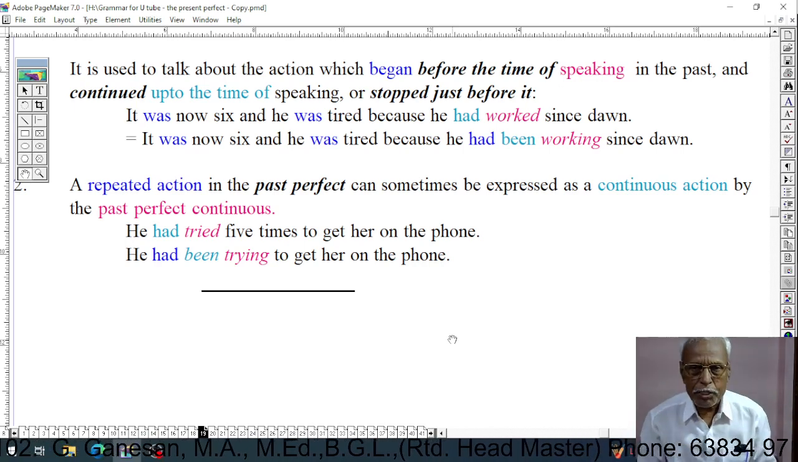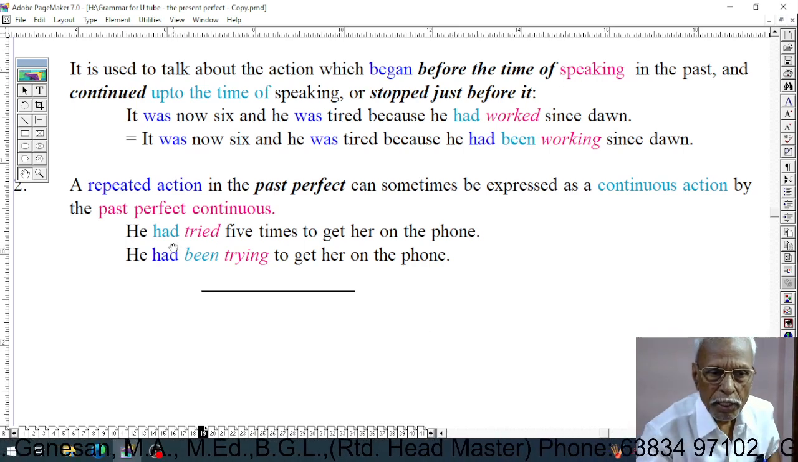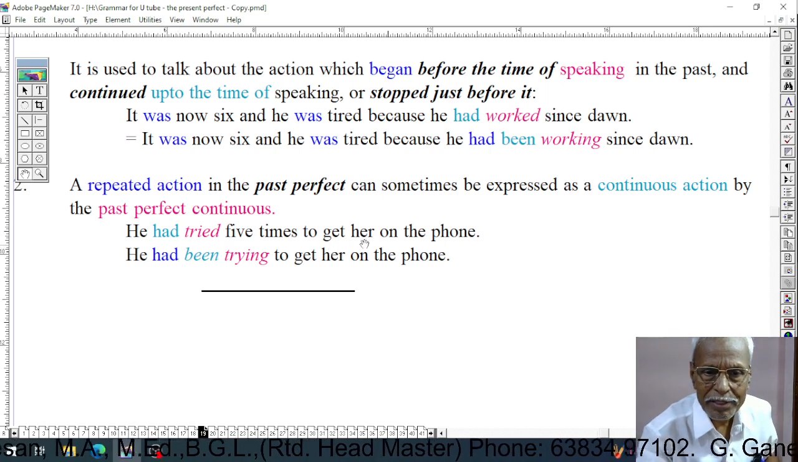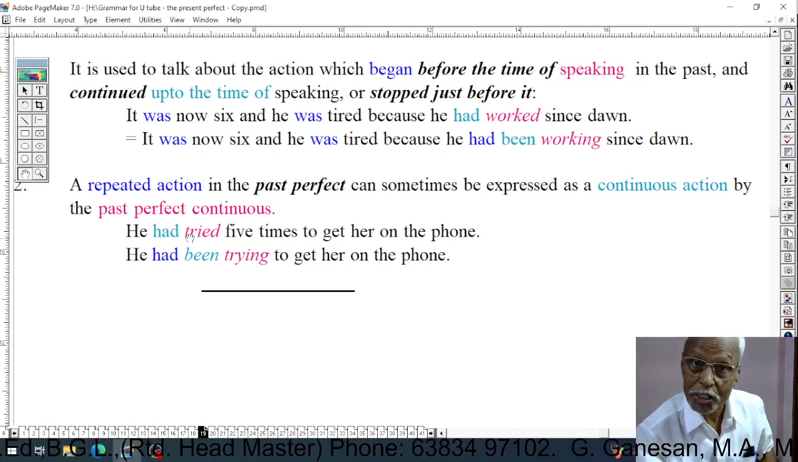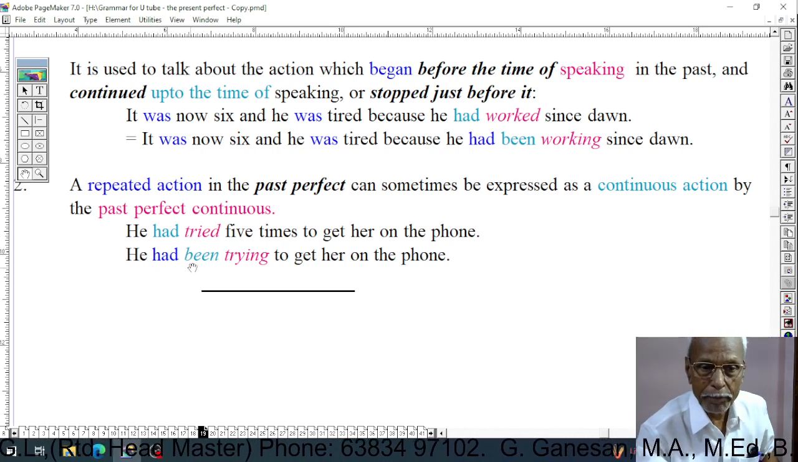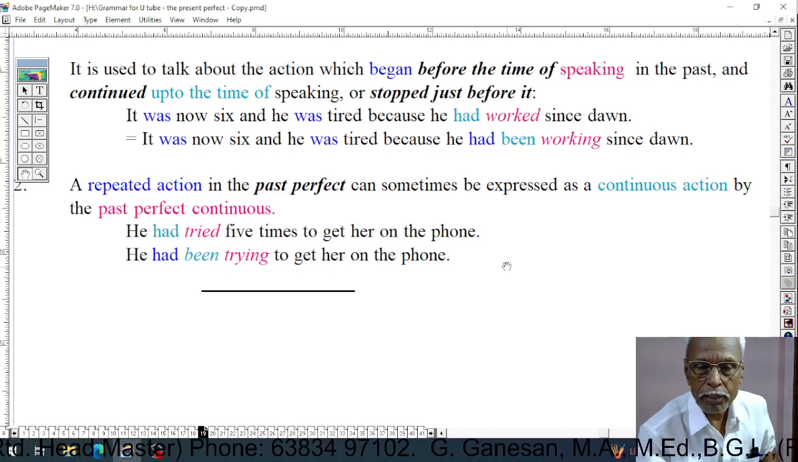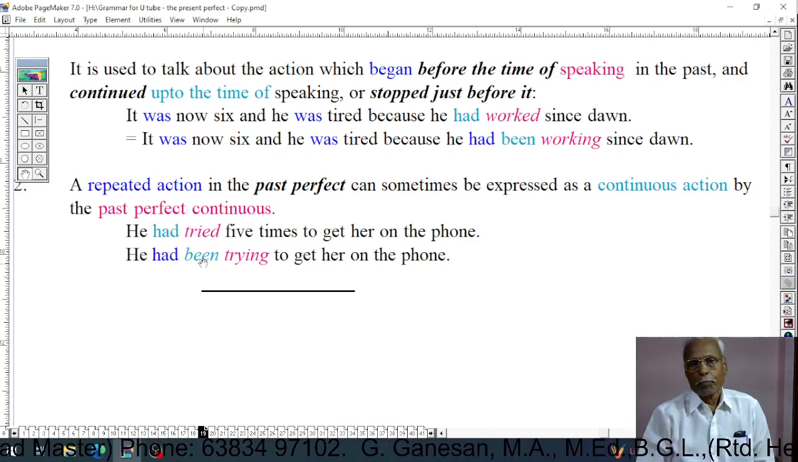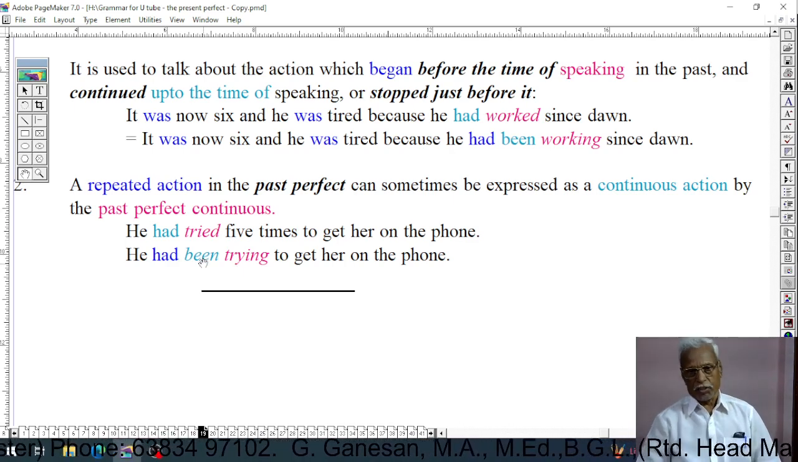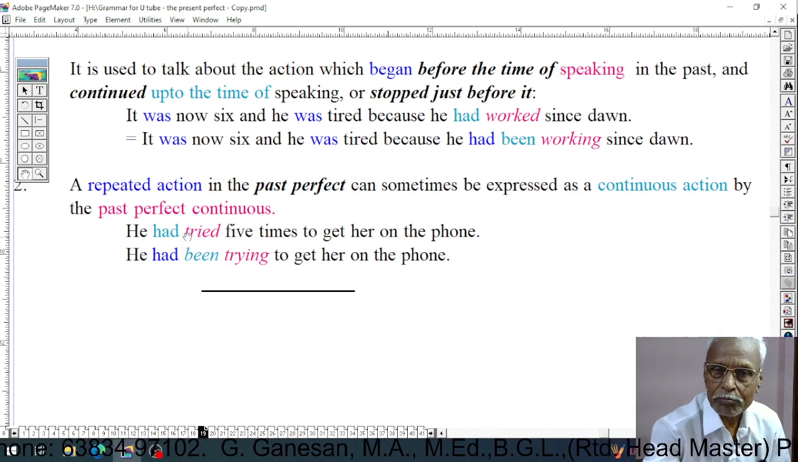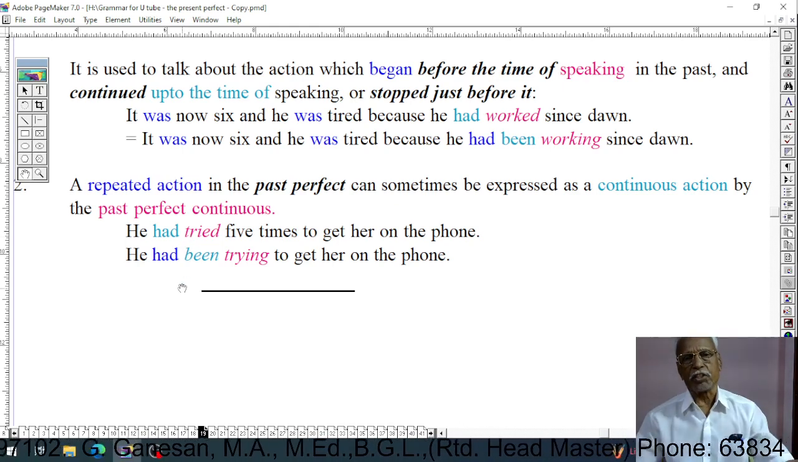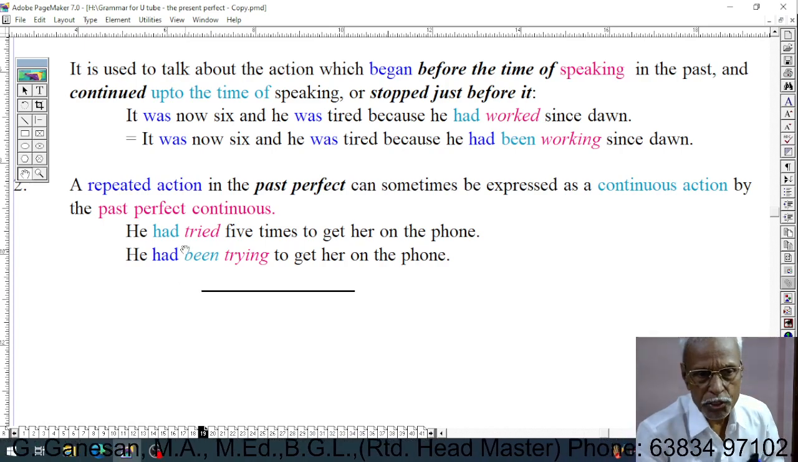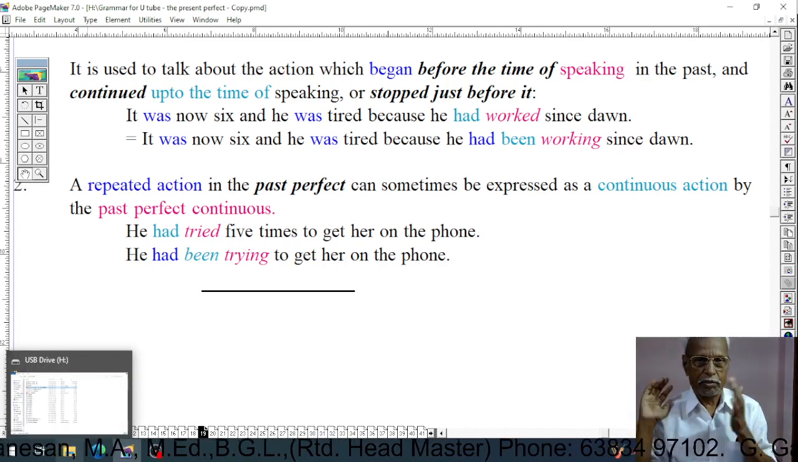Okay, here it is. He had tried 5 times to get her on the phone. It is simple perfect. He had been trying to get her on the phone. It is continuous perfect. As it is tense past, it is past perfect continuous. That's all. As it is past, but the simple past perfect.